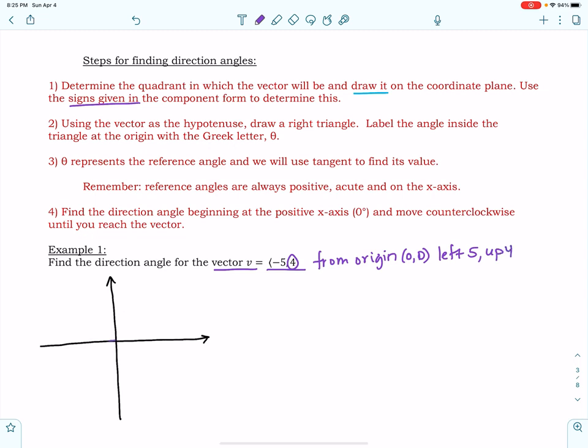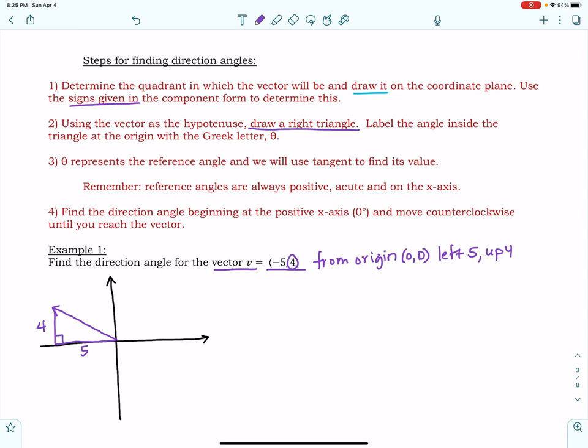So left 5 and up 4. This does not have to be to scale, by the way. So I just want you to know that. All right, so this right here is my vector. So I moved 5 left and I moved up 4. So notice what happens here. It forms a right triangle.